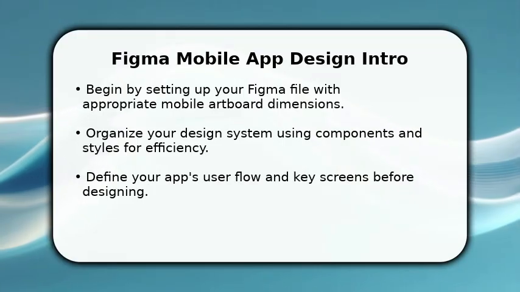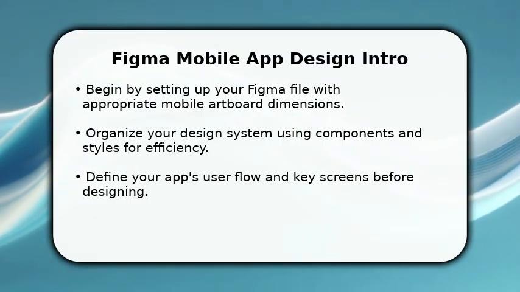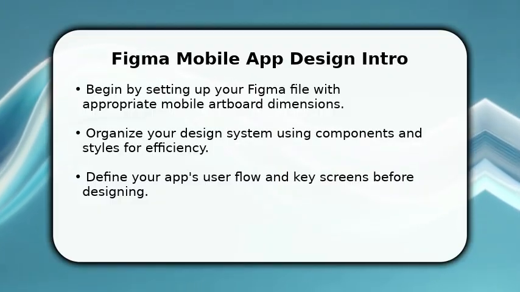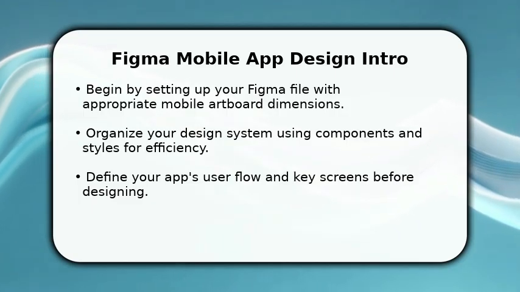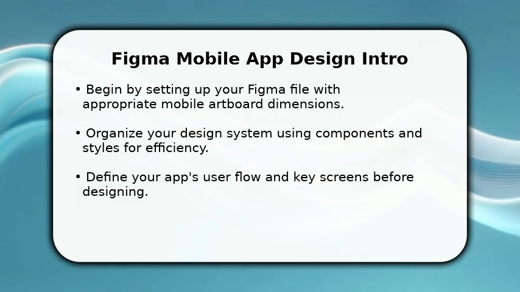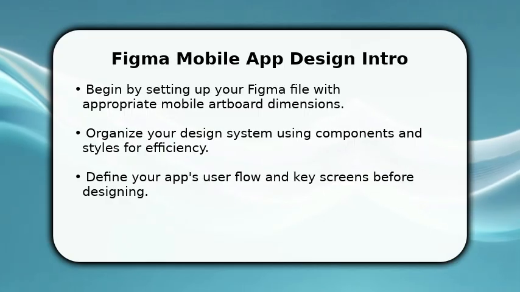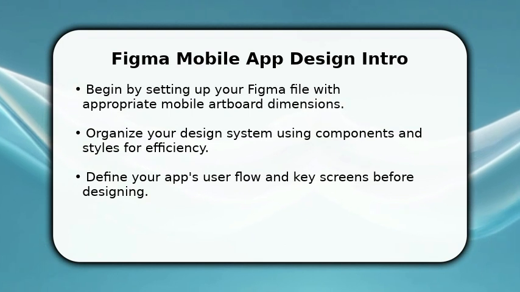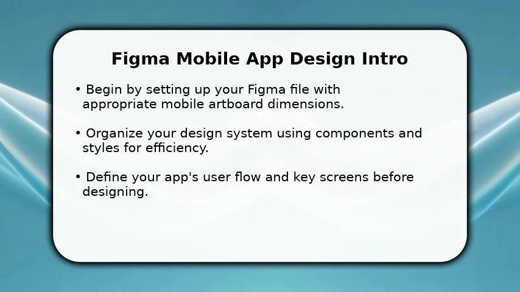In this video, I will explain how to create a Figma design for a mobile app. First, open Figma and select a mobile artboard, typically around 375 pixels wide by 812 pixels high for common devices. Next, establish a robust design system by creating reusable components for buttons, input fields, and navigation bars. This foundational step saves significant time and ensures consistency across all your screens. Finally, map out your user journey to understand the necessary screens and interactions.